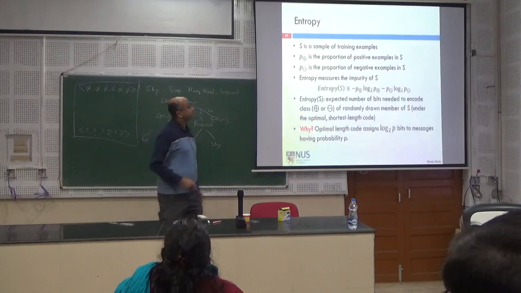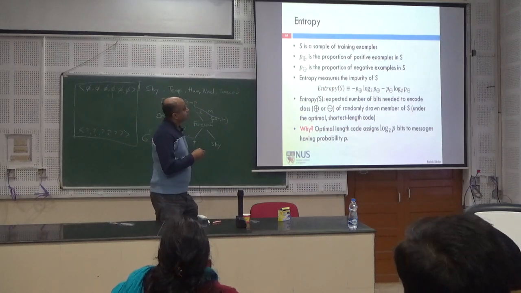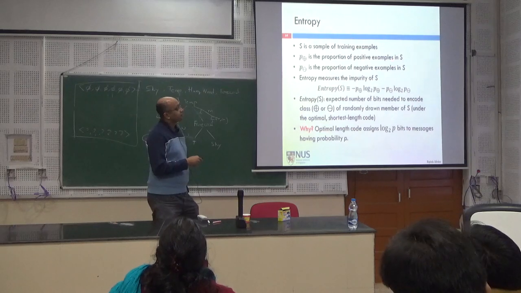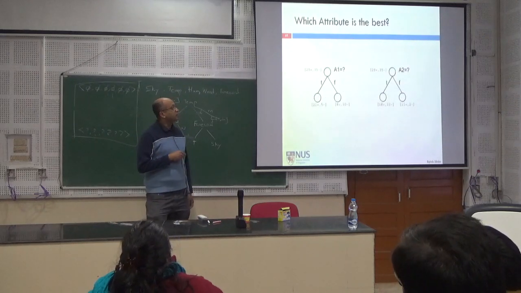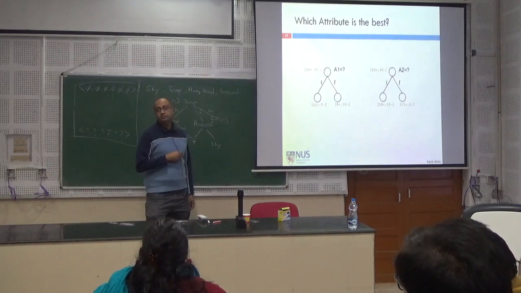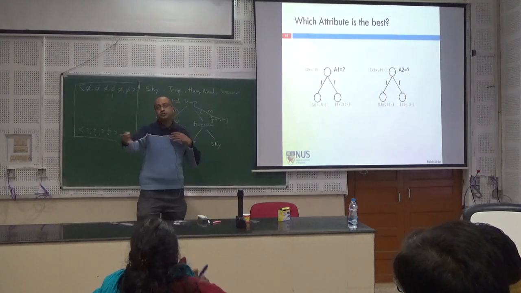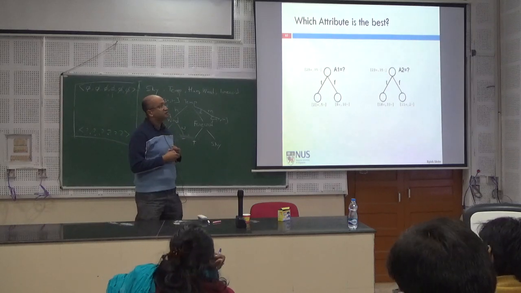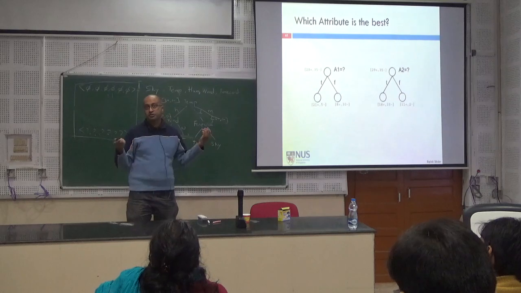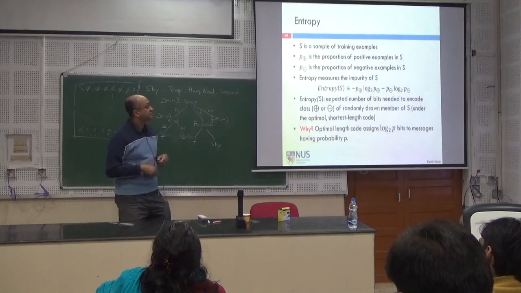And it says this. Let's say P positive is the proportion of positive examples in S. So in this case, P positive would be 29 over 64, and that's the proportion of positive samples. And P negative would be 35 over 64. So that's the proportion or fraction of negative samples.